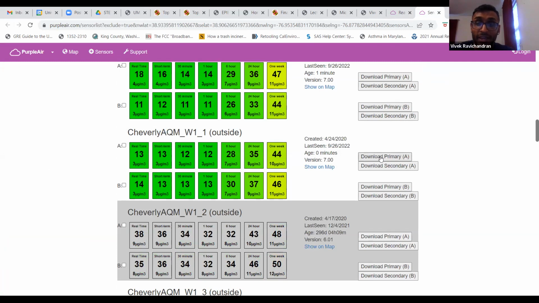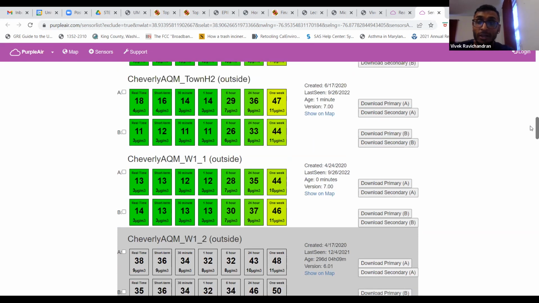And I mentioned earlier that there are 2 built-in chambers in the Purple Air. So you have a primary A and a primary B. One thing that you could do, and we've already done this, is download both of these, the primary A and primary B. And if there's a big difference between the two, then you have an issue with your sensor because one of them is not reading correctly. Because they're in the same sensor, they should be reading the same values. But we've already gone through that process and found that they were strongly correlated.